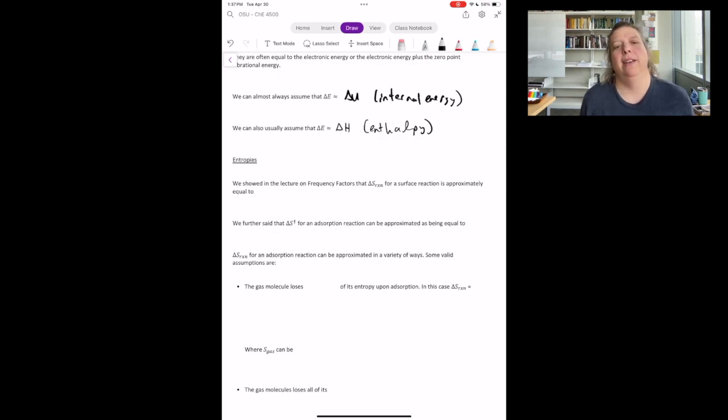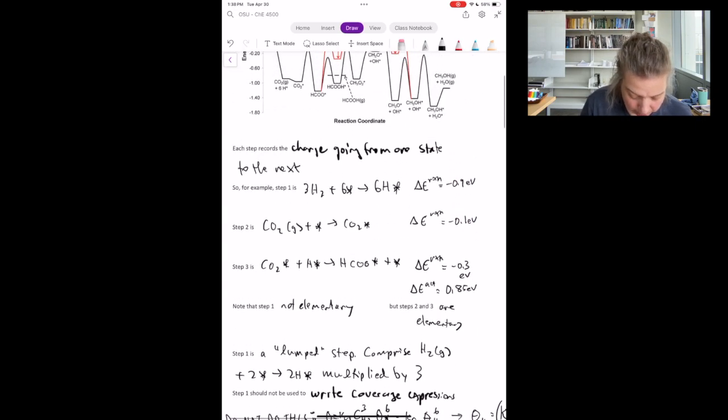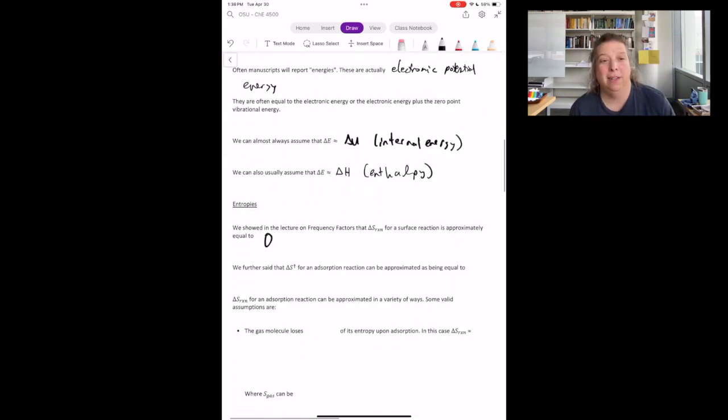So we know that enthalpies are useful quantities, but typically we are looking for a free energy, so we would need an entropic contribution to that. We've talked a little bit about entropies when we looked at frequency factors. For example, when we looked at that lecture, we showed that for surface reactions, and this reaction right here is a surface reaction, it happens entirely on the surface. There's no adsorption or desorption piece or any interaction with any fluid phase species. The entropies of those reactions can often be approximated as equal to 0, particularly for our purposes. We can make that assumption.